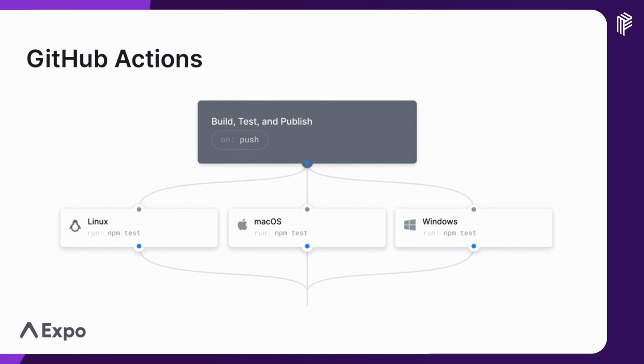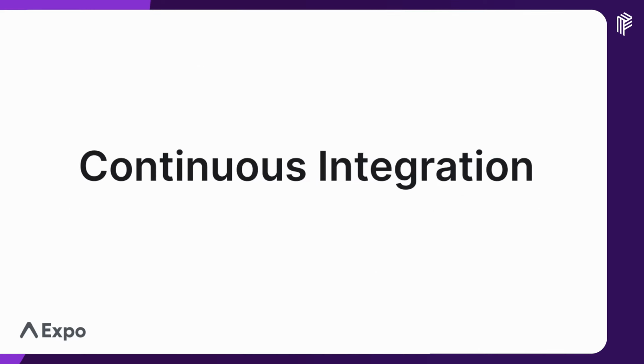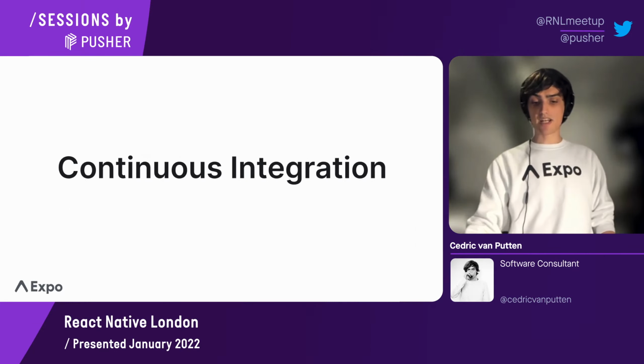And it will execute npm test on Linux, macOS, and Windows in parallel, without waiting on each other. This is very cool because this not only allows you to implement your own CI, it also allows you to implement your own CD or notification system. It goes really deep. So let's find out how we can use continuous integration within GitHub Actions and Expo.